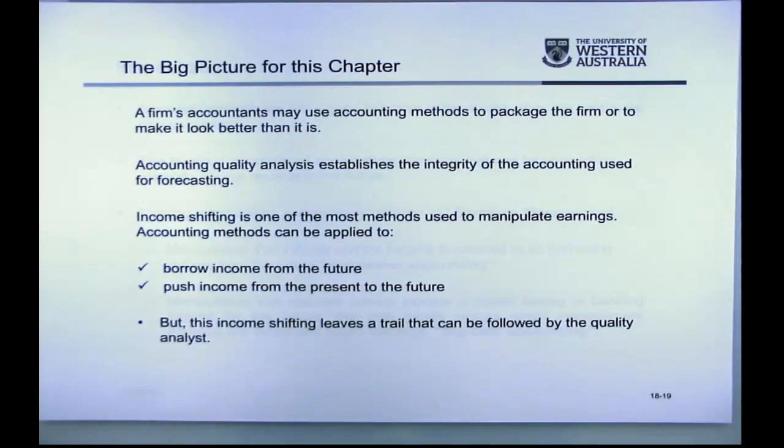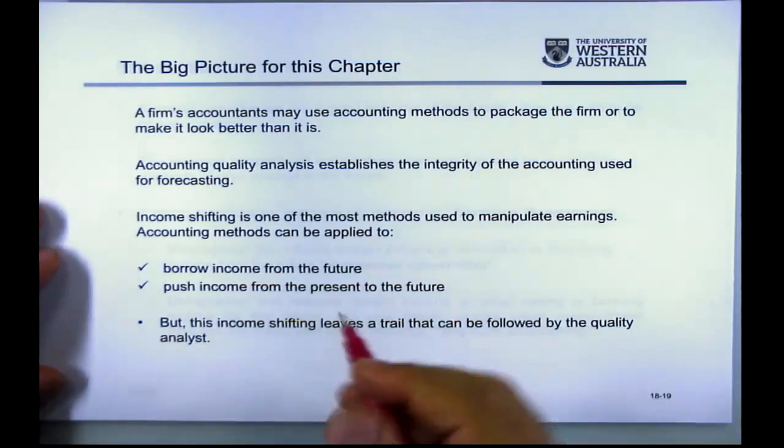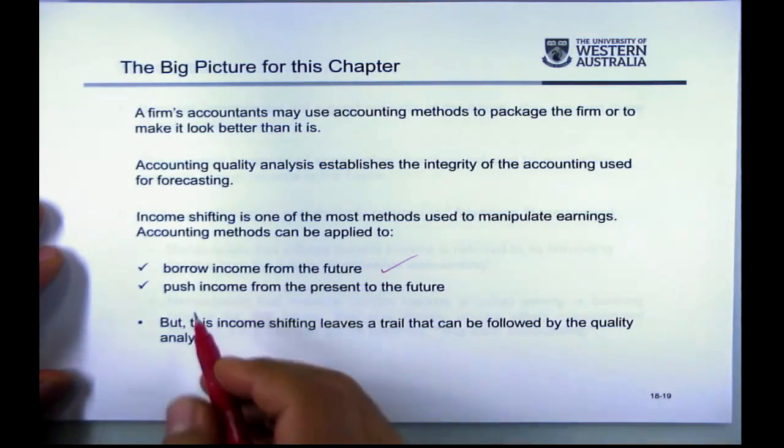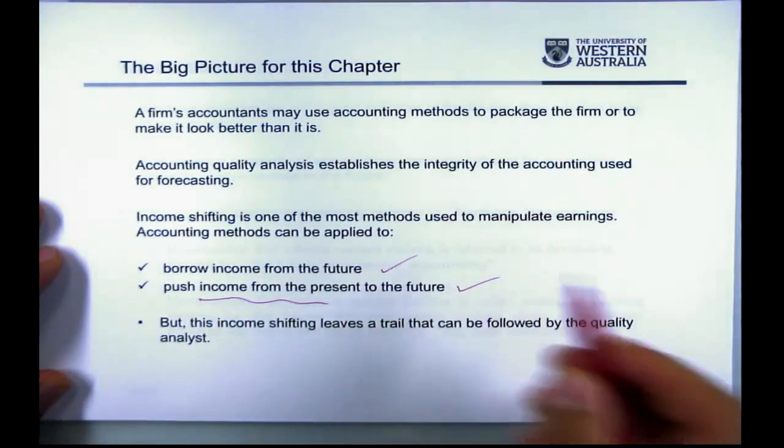And usually, in practice, firms try either to borrow income from the future in order to inflate current earnings, or to push income from the present to the future.